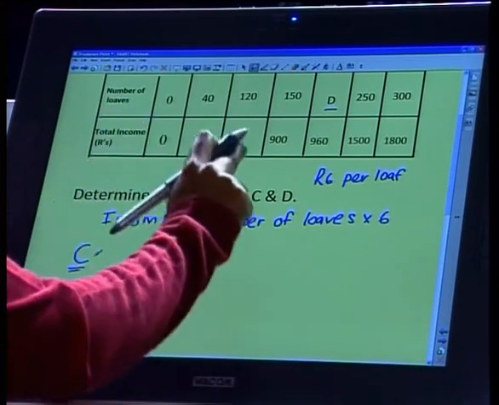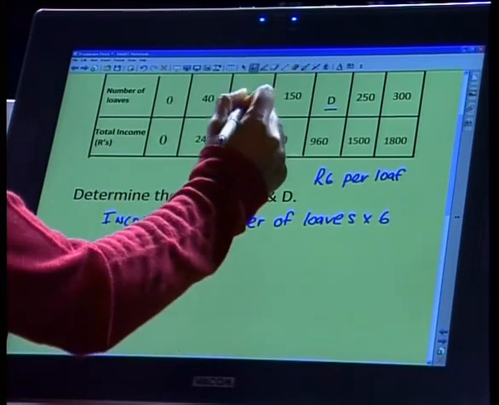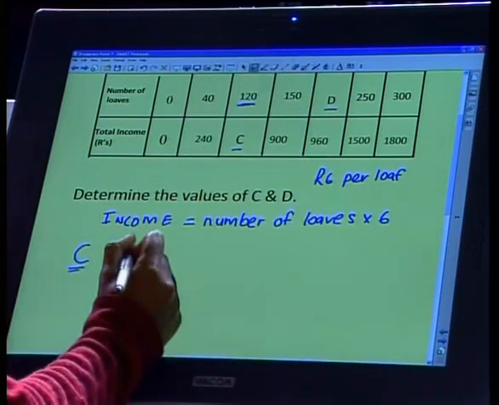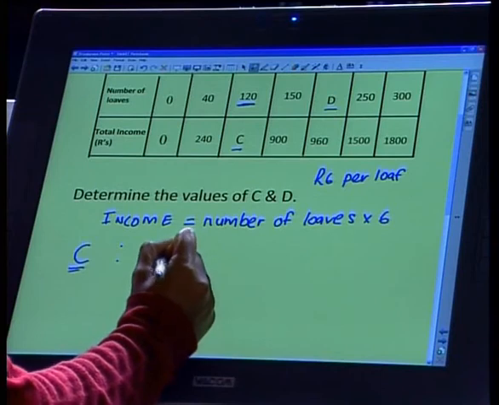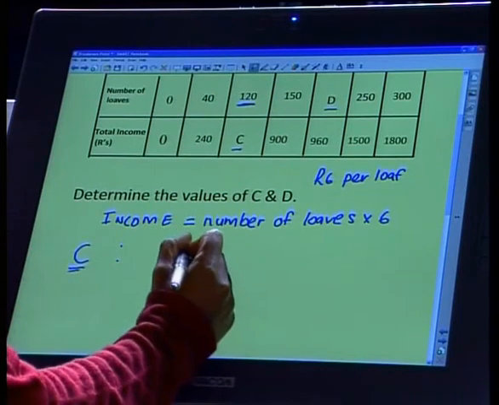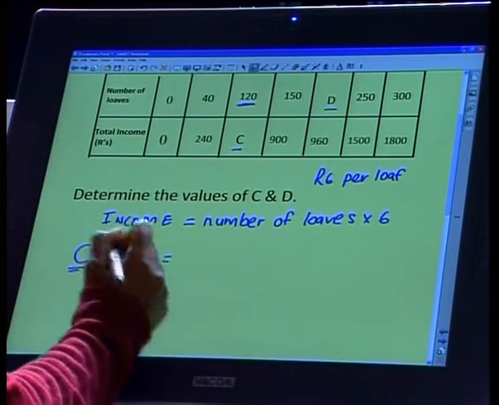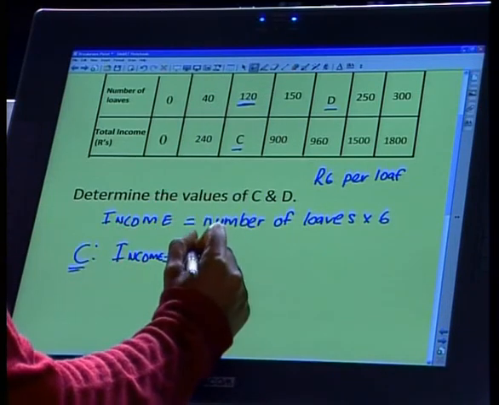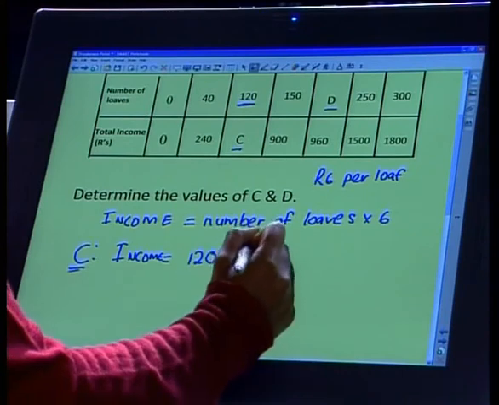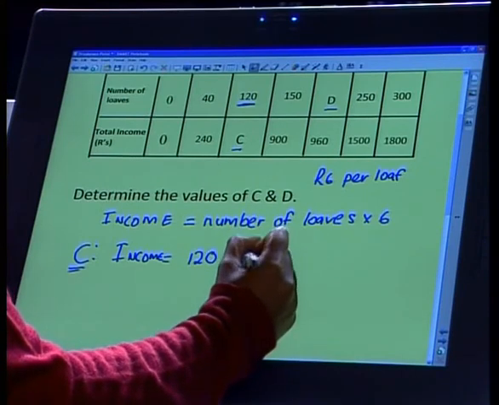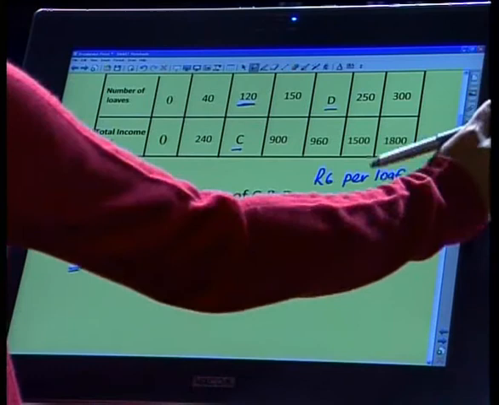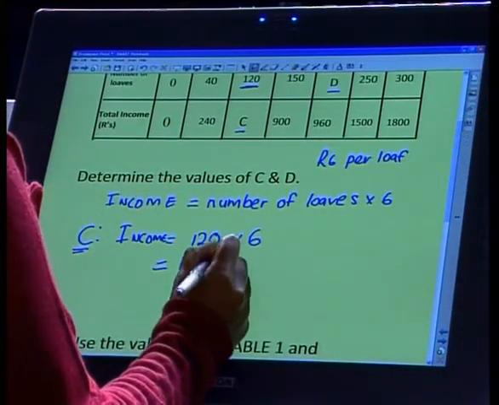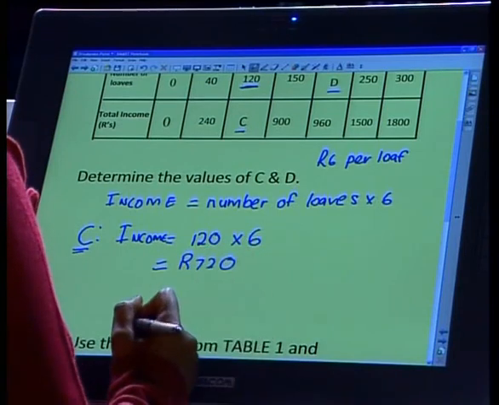C is the total income. We are given that the number of loaves that they are selling is 120. So to work out the total income, I'm going to take the number of loaves. This is the income. You take your number of loaves, which is 120, and then times that by the selling price per loaf, which is 6, and 120 times 6 will give you an answer of R720.